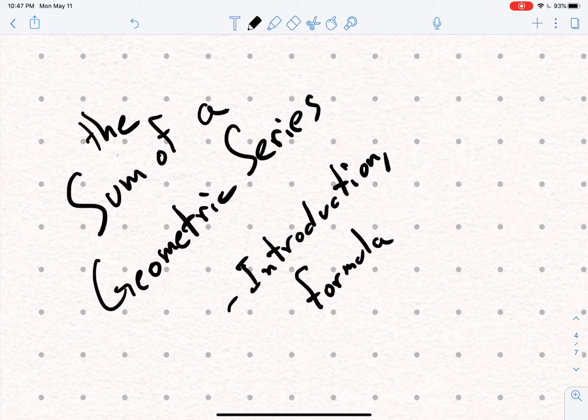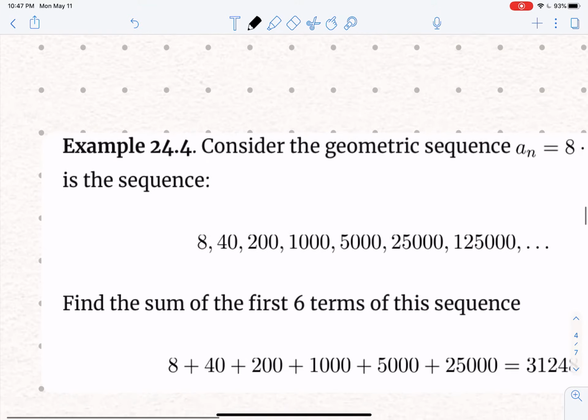Okay, everybody, we are now diving into the main point of this lesson, which is: when you have a geometric sequence and you add up the terms, how can we calculate the answer? Of course, we can do it by hand by just adding all of them up, but the question is, how can we do it more easily than that? That is to say, in a single step, in a single formula. That's our goal here. Let's look at an example.